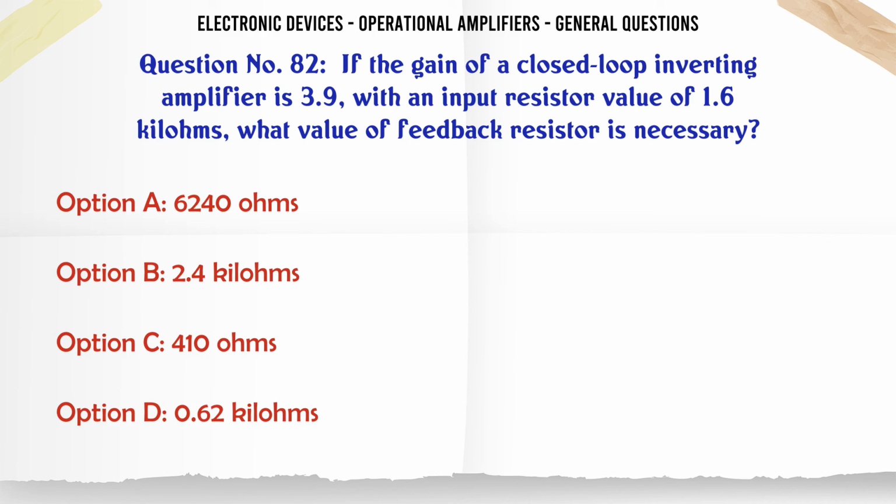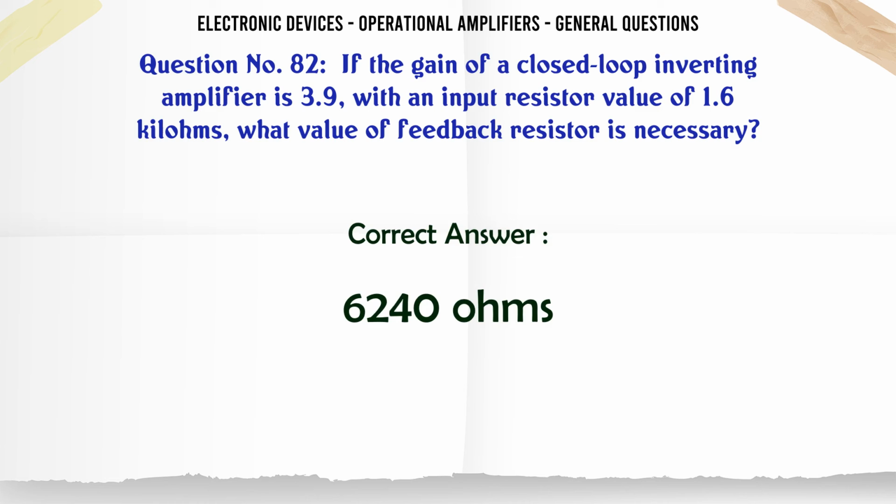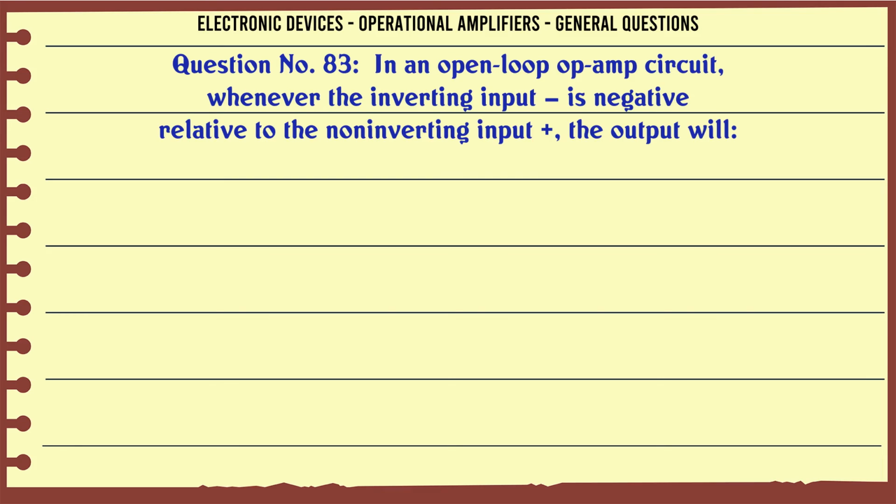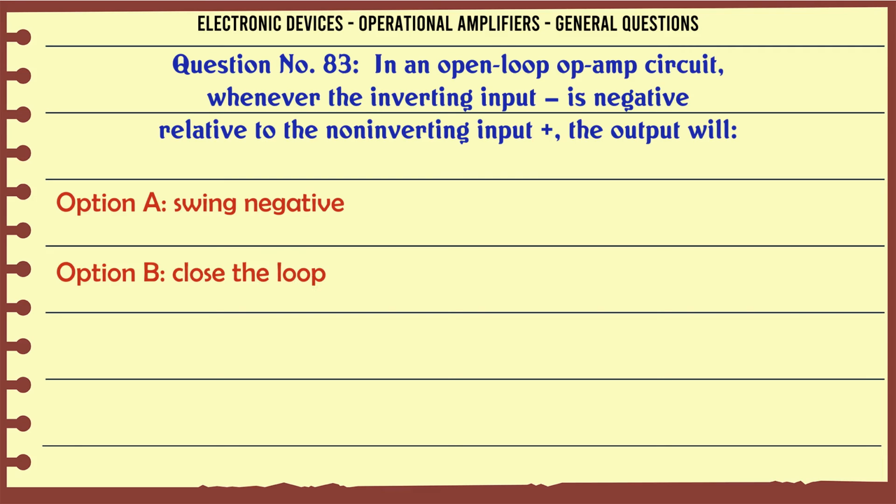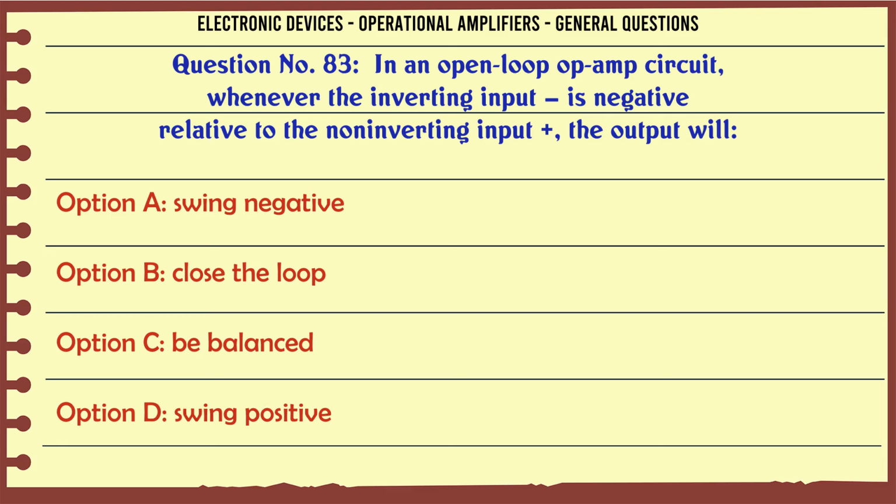If the gain of a closed-loop inverting amplifier is 3.9 with an input resistor value of 1.6 kilohms, what value of feedback resistor is necessary? A. 6240 ohms, B. 2.4 kilohms, C. 410 ohms, D. 0.62 kilohms. The correct answer is 6240 ohms.